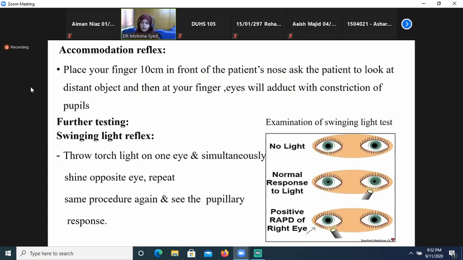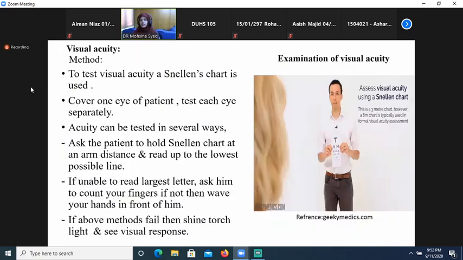Now the visual acuity. For visual acuity, we usually perform this with the help of a Snellen's chart. This is the Snellen's chart. There are letters written in different sizes, and a number is given with each size of the letters. We test each eye separately, closing one eye and then testing the other. It can be tested in several ways. For far vision, usually the Snellen chart is placed at a distance of 6 meters and we ask the patient to read up to the lowest possible line. For near vision, we usually hold it at arm's distance and again ask the patient to read up to the lowest possible line.